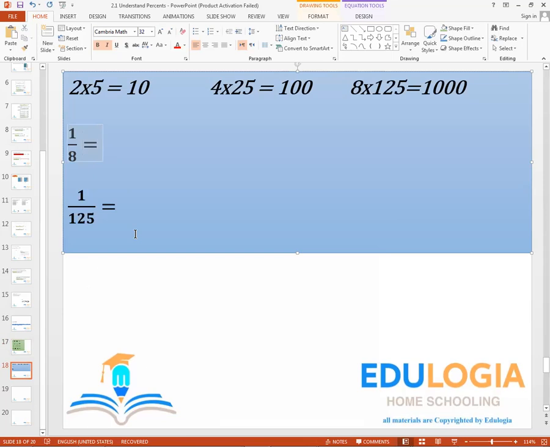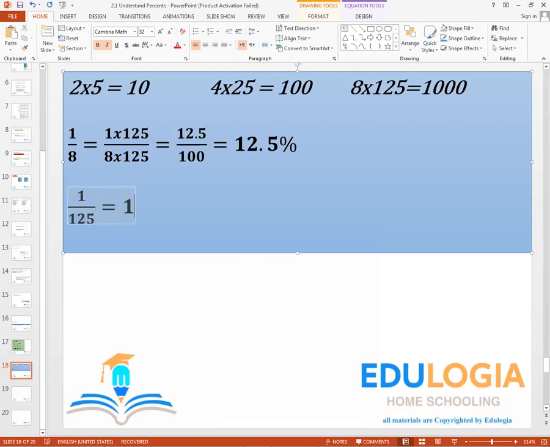Going to 1/8. The friend of 8 is 125, multiplying by 125 up and down. So we have 125/1000. But this is so much. I want to remove a zero from here. In this way, we have to put a point before one digit. So it is 12.5/100. It is 12.5%.